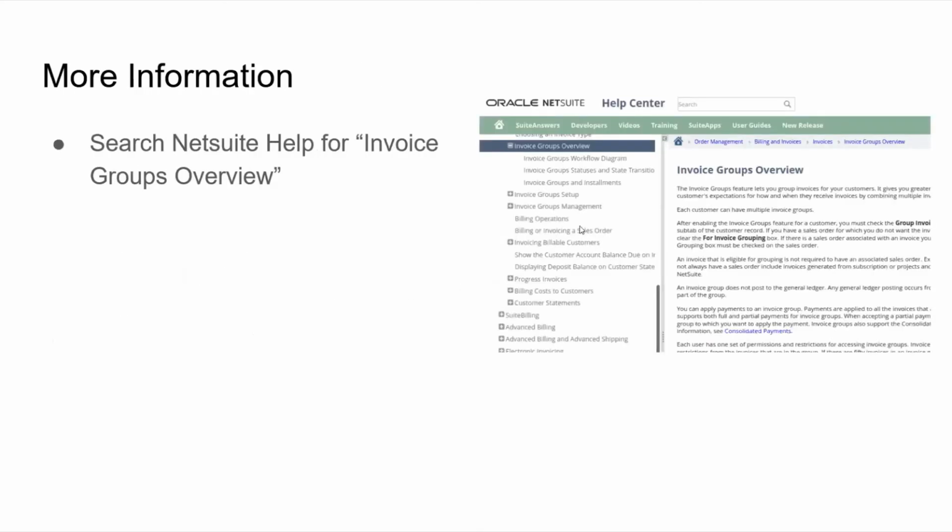All right, and more info on this topic. NetSuite does have a really good write-up on invoice groups in help. If you go to NetSuite help and search for invoice groups overview, you should get something that looks like this. And again, they walk you through the whole process. It's pretty decent documentation, quite honestly. It's what drove this talk. All right, that's all I have.